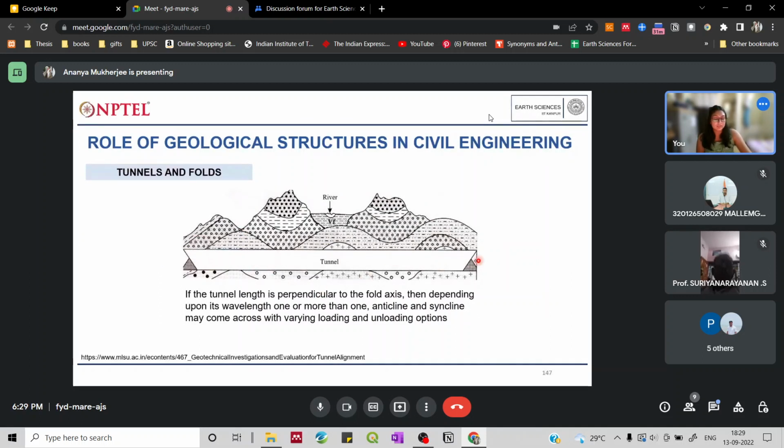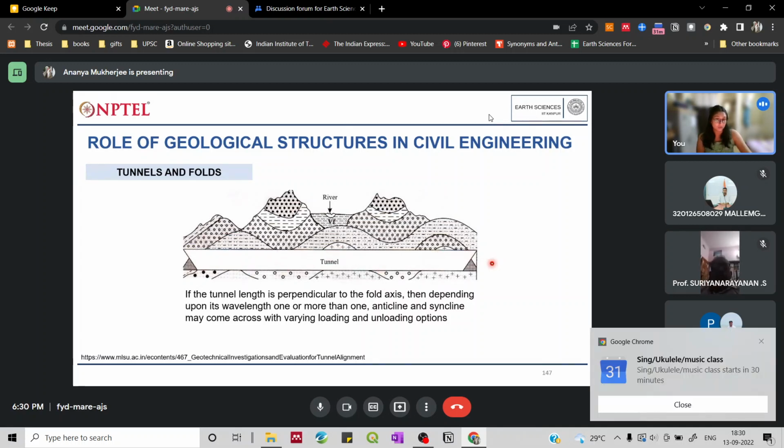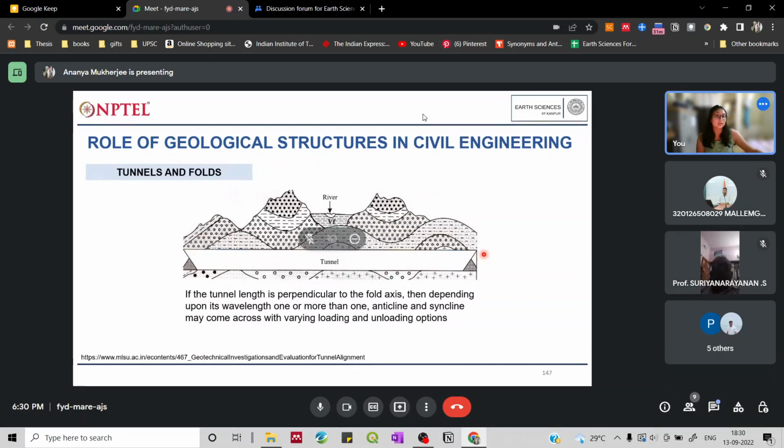Now due to this kind of a setting, you can see that the tunnel has to go through the crests and the troughs both, and it will also meet different types of beds over here. So different types of beds, again as I have mentioned before, will create heterogeneity. Heterogeneity is not good for our civil engineering purposes. So this is not at all a good way to build a tunnel when you are drilling perpendicular to the axial planes of the folds.